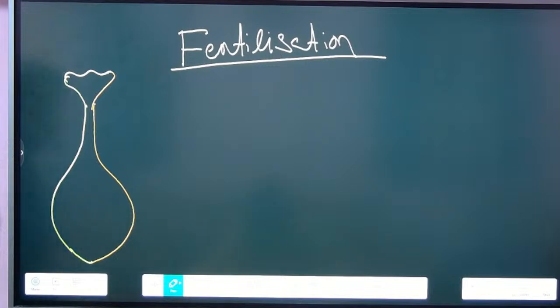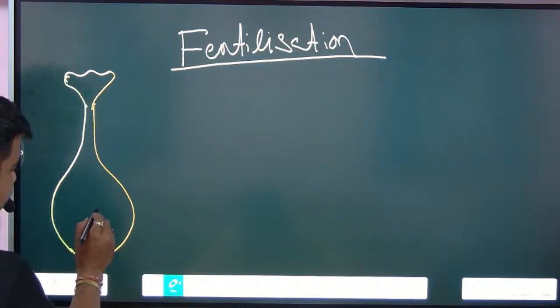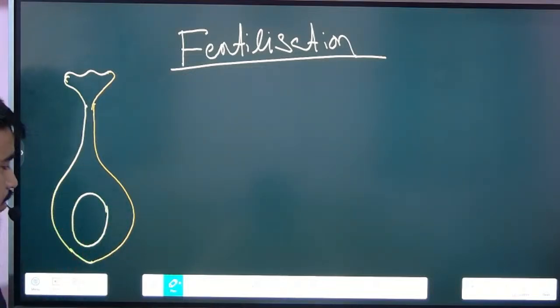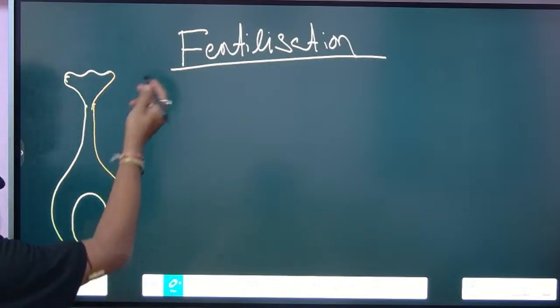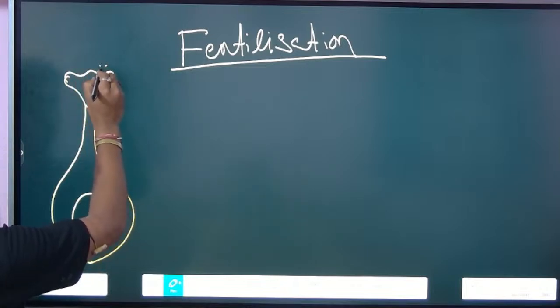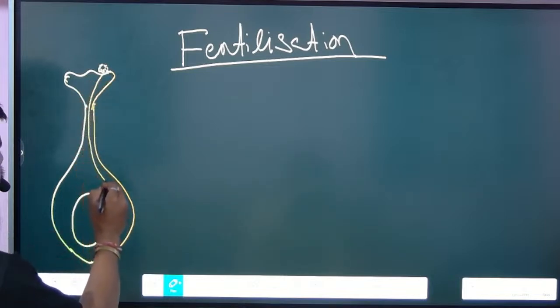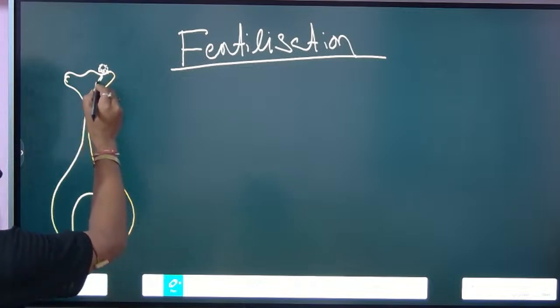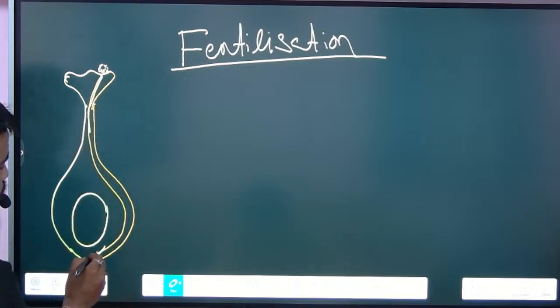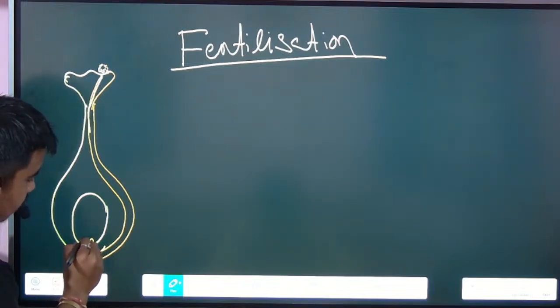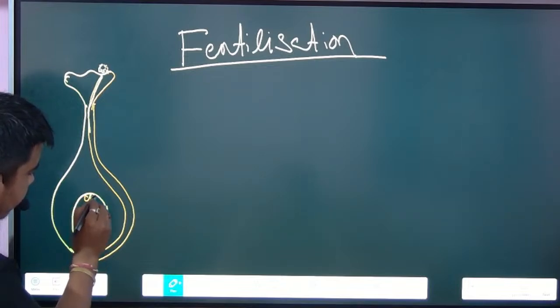Let's say here there is only one ovule, meaning only one embryo sac. When the pollen grain comes to this position, it will create a pollen tube. Let's say this is the micropylar region. So there will be synergids, egg, polar nuclei, and antipodals.